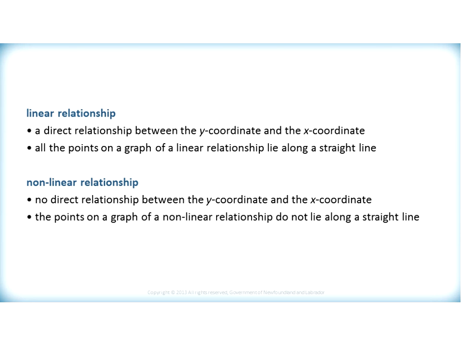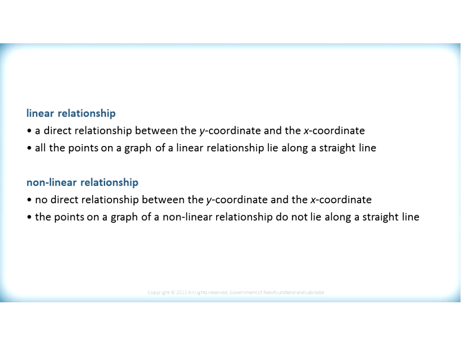Okay, so we did see a line of best fit drawn through our data. We did see a linear relationship. A linear relationship is a direct relationship between the y-coordinate and the x-coordinate. And all the points on a graph of a linear relationship lie along the straight line.